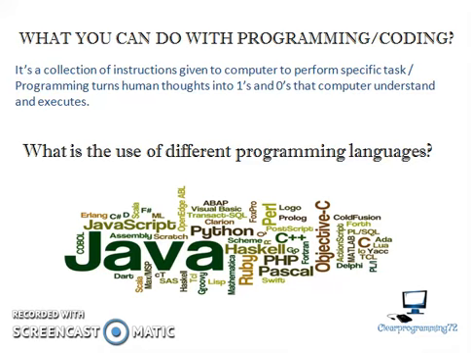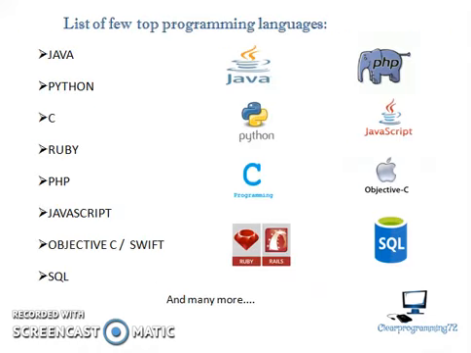In this video, we are going to discuss the use of different programming languages and why there are different types of programming languages. First of all, programming or coding is nothing but a collection of instructions which is given to a computer to perform specific tasks, right? And why are there different types of programming languages and what are their uses? Let us discuss in a very simple manner.